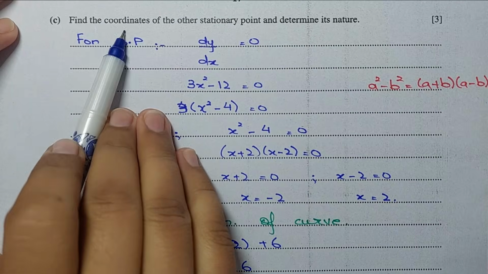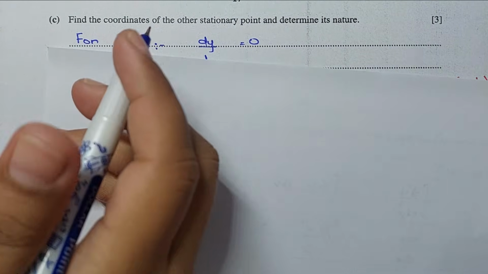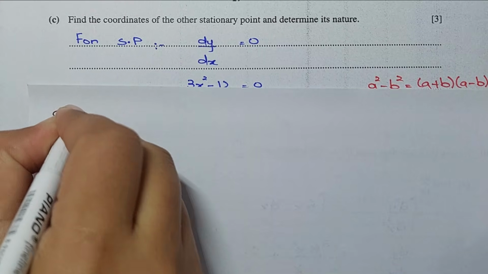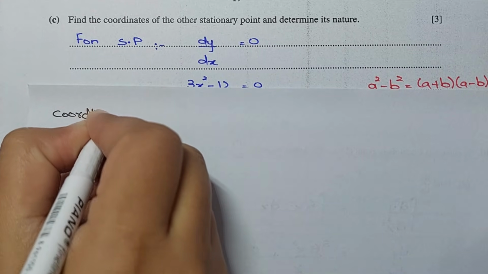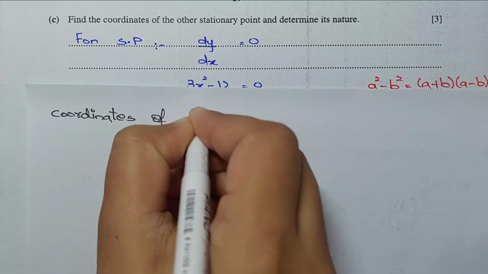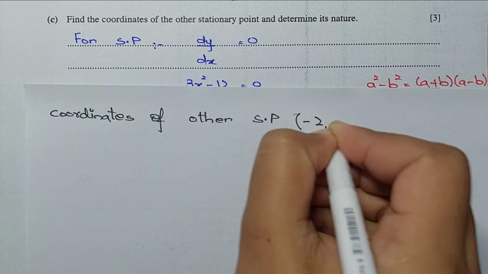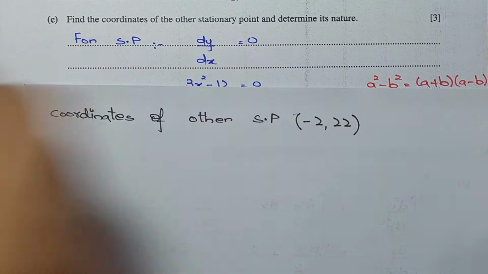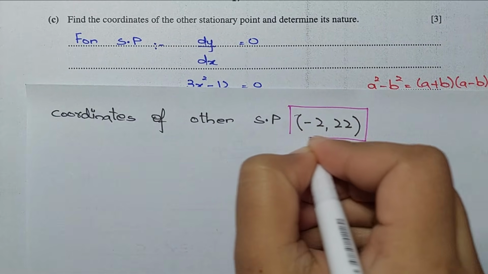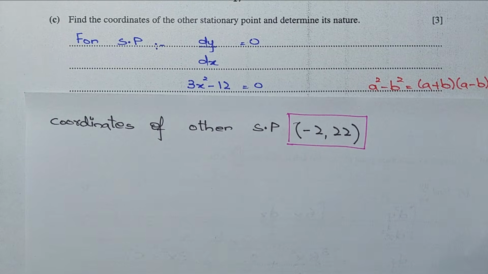We need to find the coordinates of the other stationary point and its nature as well, right? So we can say the coordinates of the other stationary point: when x is negative 2, the y value is 22. These are the coordinates of the other stationary point, right? And we need to determine its nature. So what do we do for the nature?